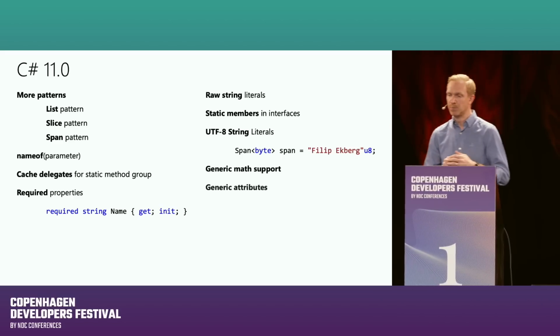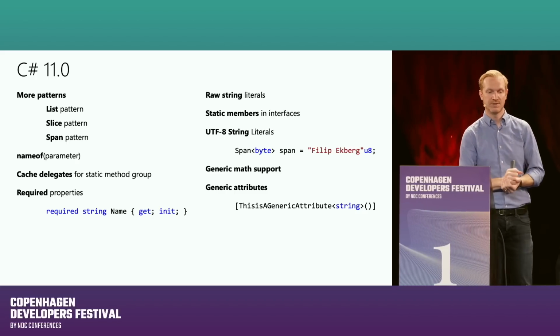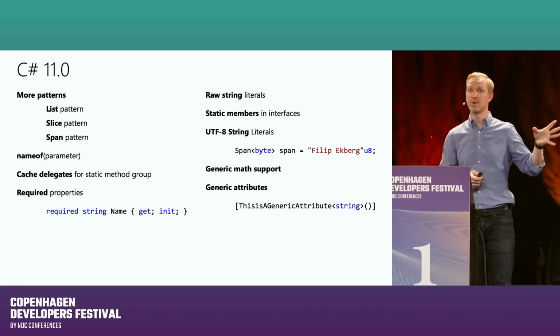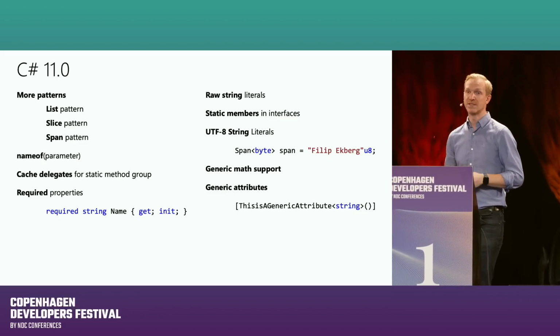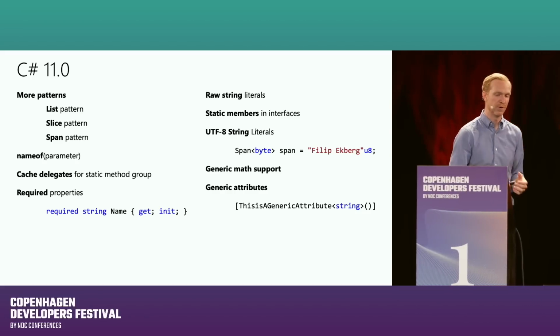There's generic math support, generic attributes, so I can now say that my class has a generic attribute, for example. I've wanted this feature since I started with ASP.NET MVC probably 10 years ago. It took a long time to implement. Maybe it wasn't important earlier, but now it is.